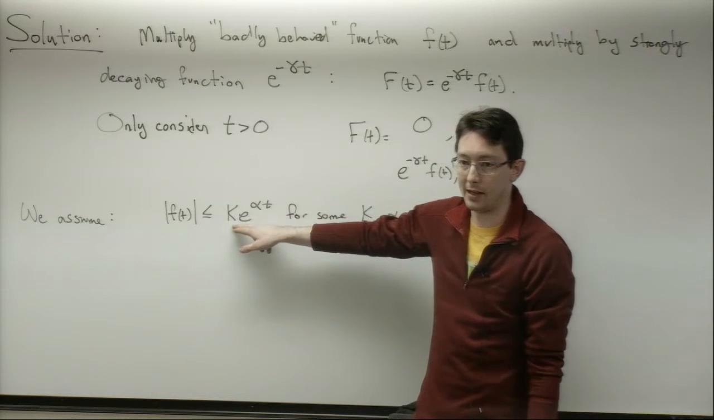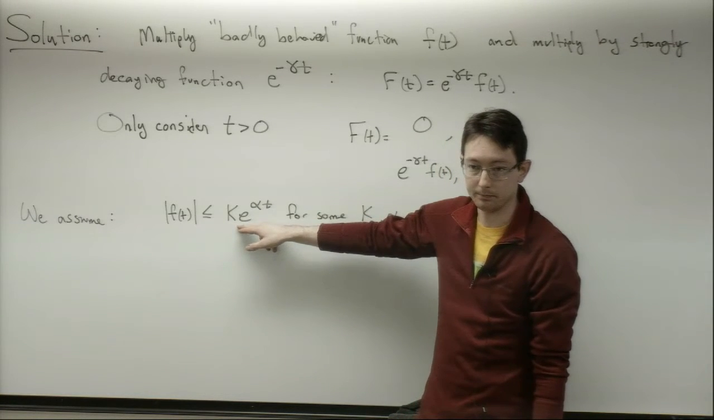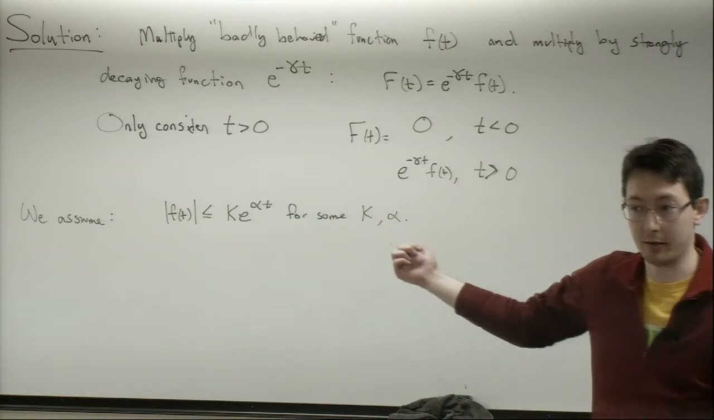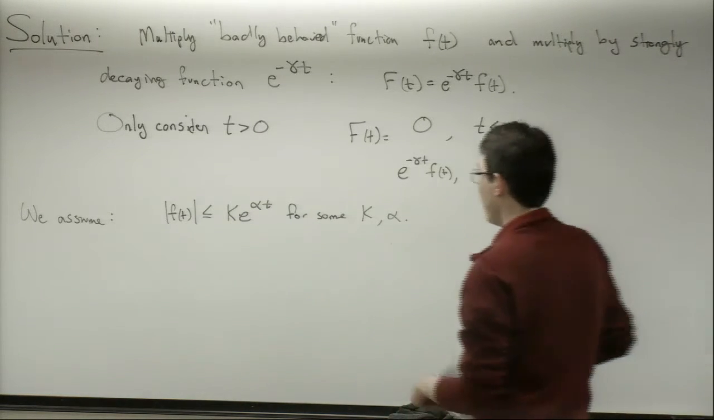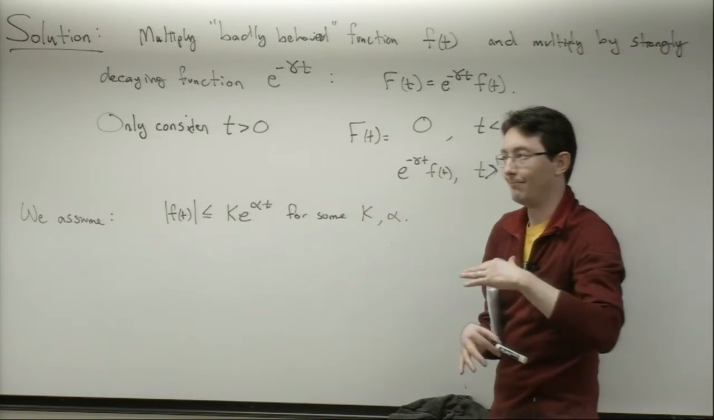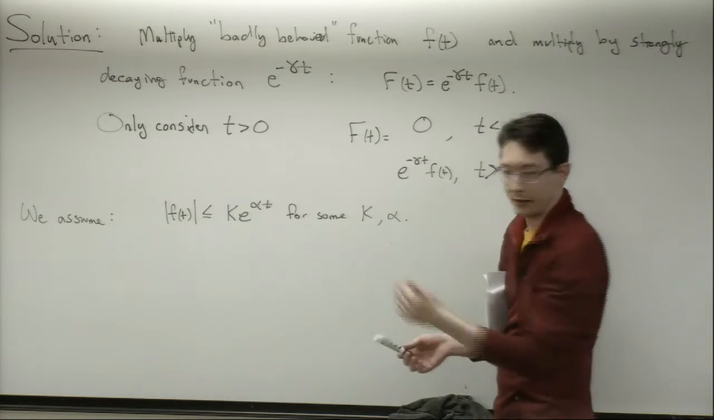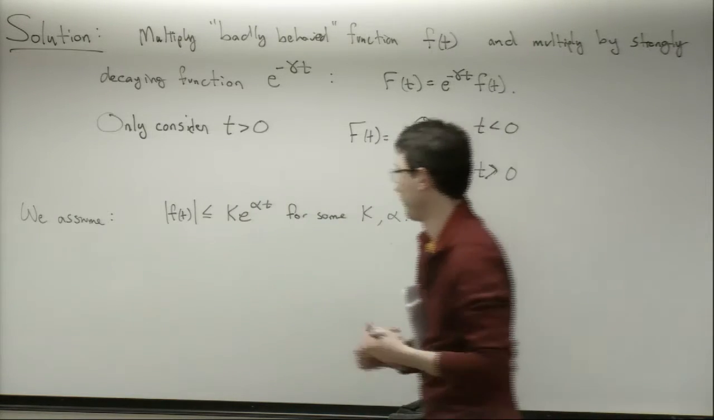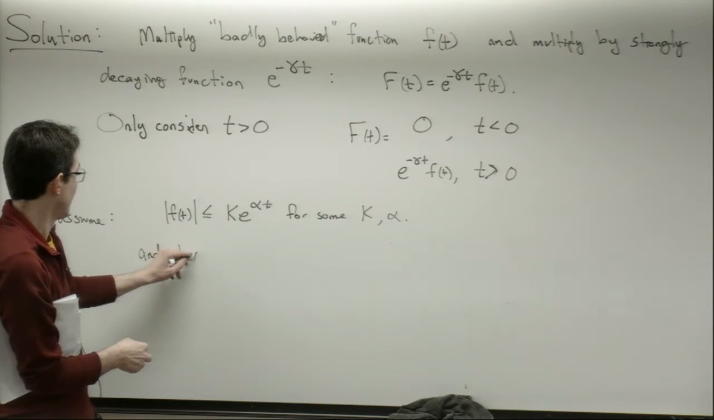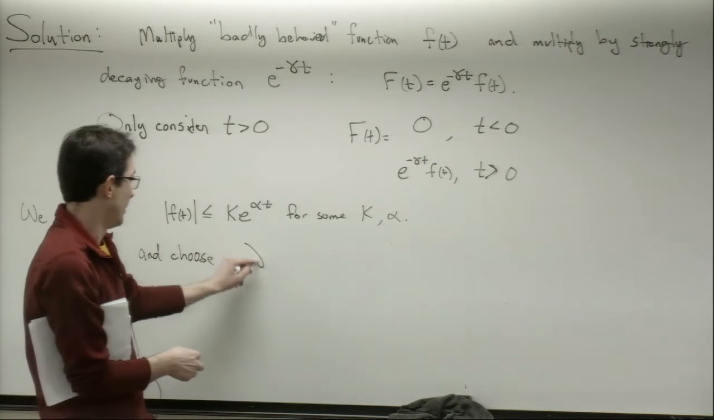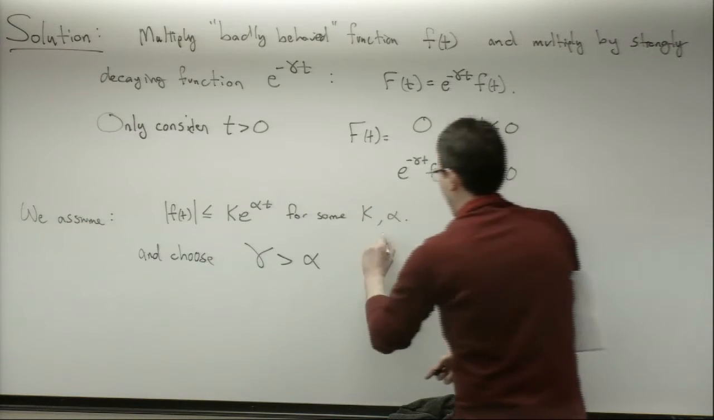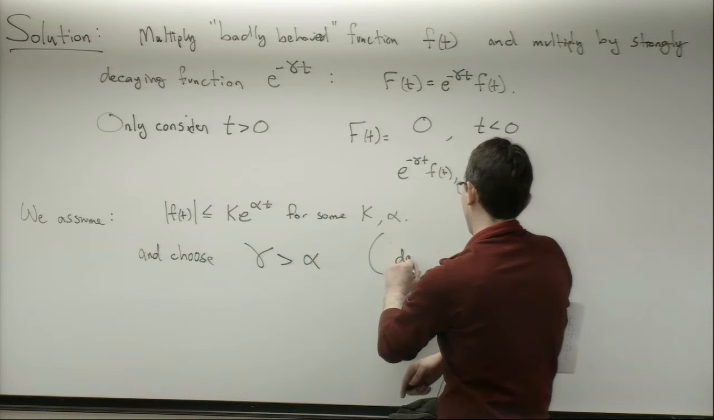Try to think of a really nasty function that's not bounded by an exponential. We don't have a lot of them in our arsenal. Most functions we care about are at least bounded by an exponential. Okay? So we assume that our function f is badly behaved, but it's not arbitrarily badly behaved. It at least is bounded by some exponential growth. And we choose gamma to be larger than alpha. So we choose our decay. So basically, we choose our damping.